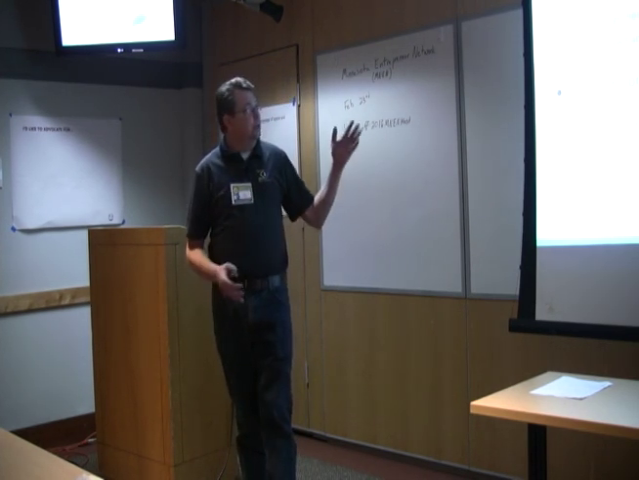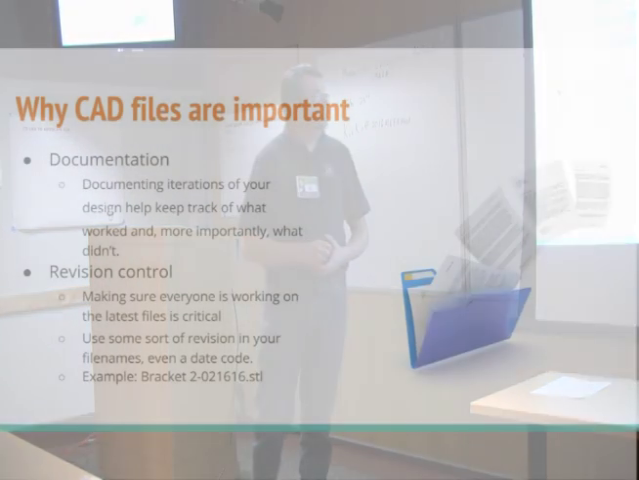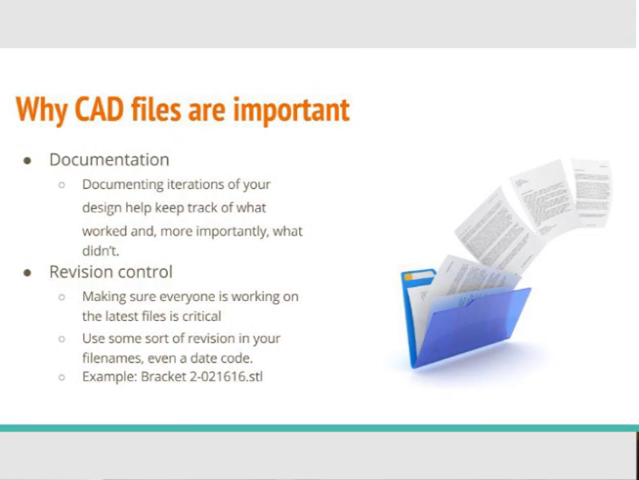Why else are they important? Documentation. Documenting iterations of your design helps keep track of what worked and, more importantly, what didn't work. If something failed, don't just erase it and start over again. Document what failed about it, move on to the next iteration, and that way when you're looking at making more changes, you can look back and see what you've done, what hasn't worked, what has worked, and keep refining that design.